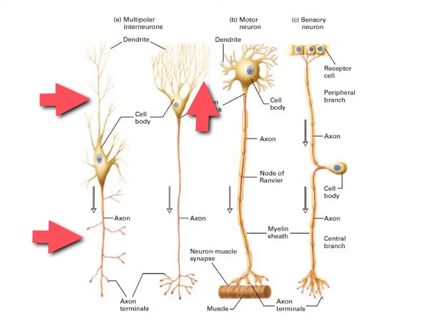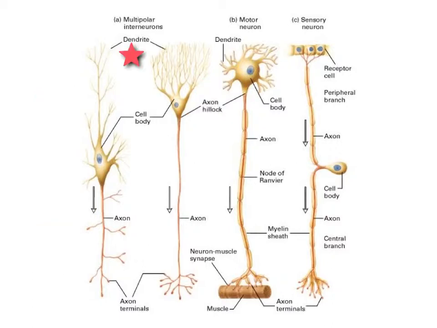Incoming signals from other neurons are typically received through its dendrites. Ongoing signals to other neurons flow along its axon. A neuron may have many thousands of dendrites, but it will have only one axon.